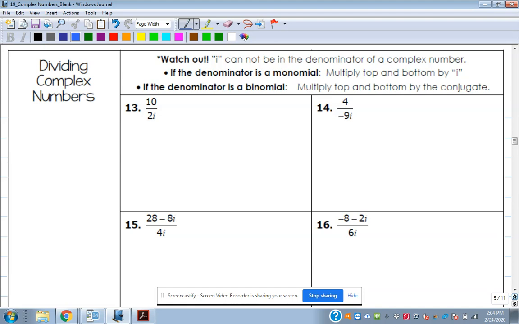The i cannot be in the denominator of a complex number. Remember, our standard form is a plus bi, not a plus b over i. That cannot happen. Okay, can't have i in the denominator when you get done. So we got to have that i either in the numerator or out to the side. So 10 over 2i, we want to simplify that by getting rid of the i that's in the denominator. Okay, and it's called rationalizing.